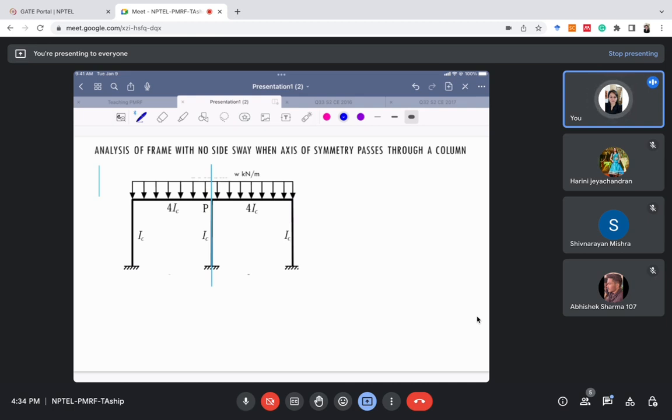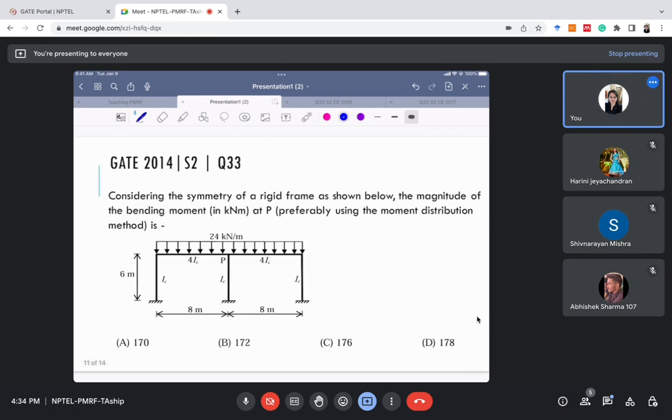But here we need to know one concept for solving this problem. So this was the problem. In this problem, this is question number 33. They are asking the bending moment at P, and they are asking us to use the moment distribution method, preferably using the moment distribution method.